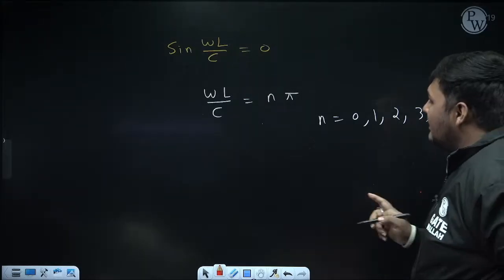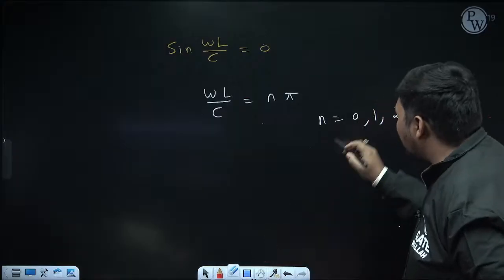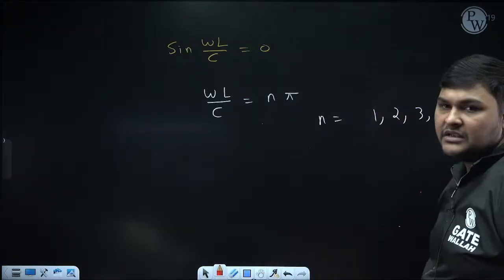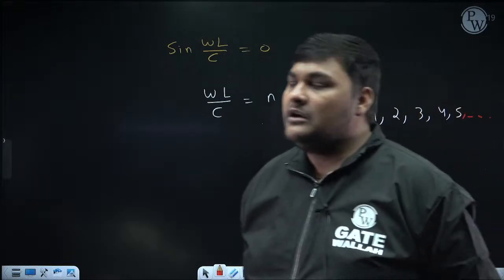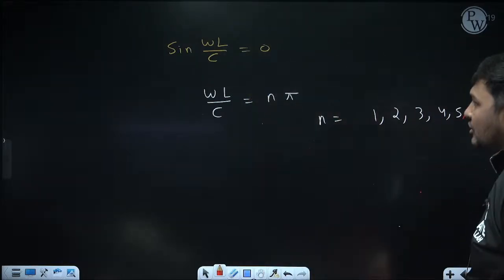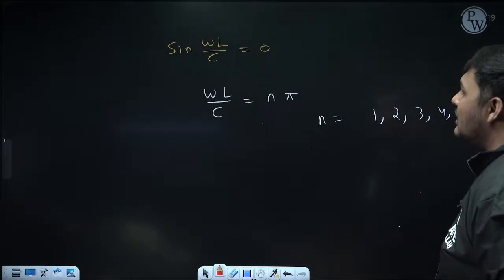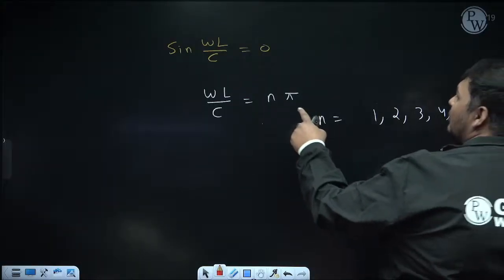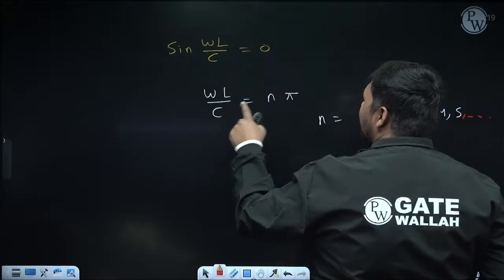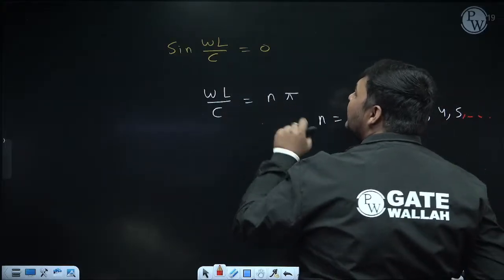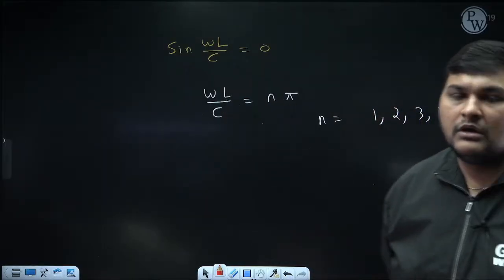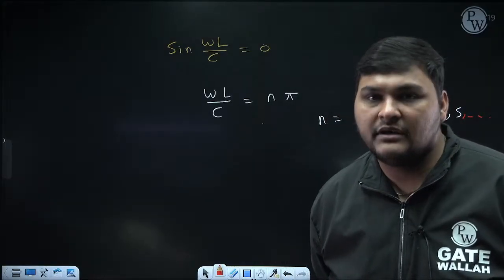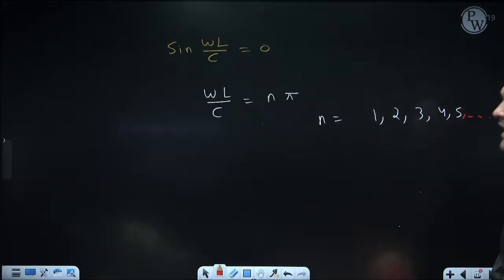But here, in fixed connection, n equal to 0 is coming, but I am not writing this. Reason: what is the meaning of this? When n is equal to 0, ωL/C is 0, which means omega is 0. And omega is 0 means it is vibrating with 0 frequency. But that is not practically possible here.